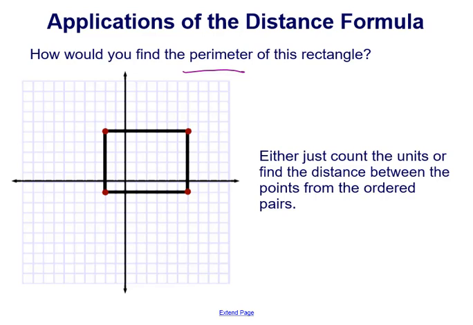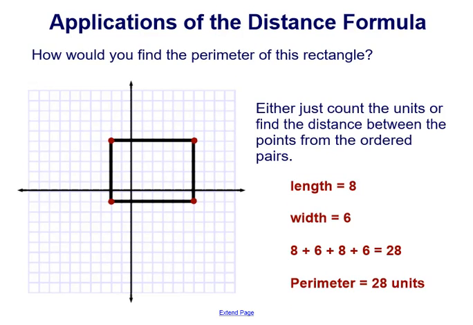So we can either just count the units, or we could find the distance between the points from the ordered pairs. So here, because the shape is made up of vertical and horizontal lines or line segments, let's just count the units. In a rectangle, the lengths will be equal to each other and the widths are equal to each other. So we really only have to count one length and one width.